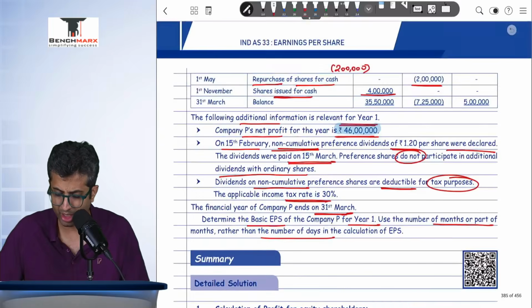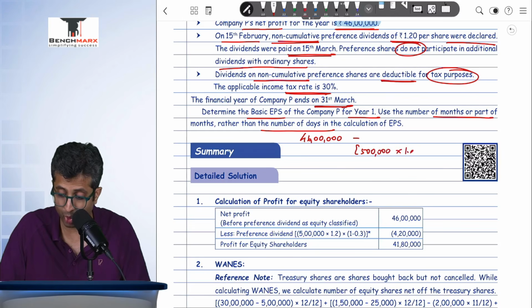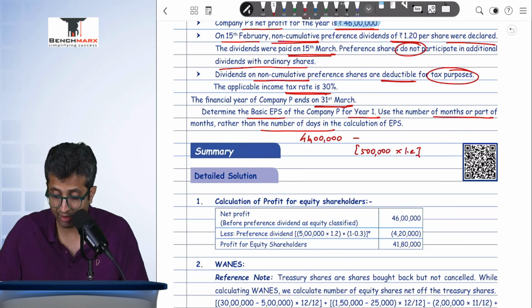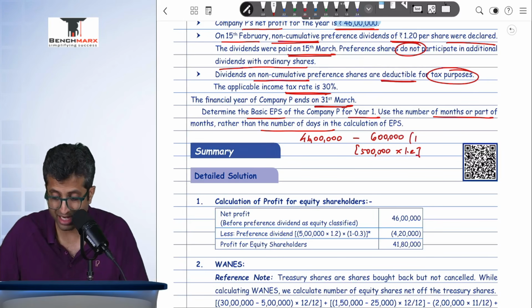Okay, so when I look at the profits in the numerator, I will say 46 lakhs is my profit, but this must be before a preference dividend, and hence I will say there are 5 lakh preference shares into 1.2. So I can say approximately 6 lakhs is my preference dividend. However, this preference dividend is tax deductible.